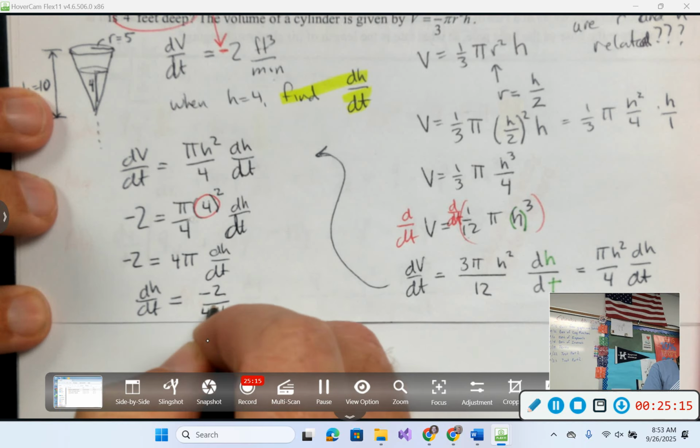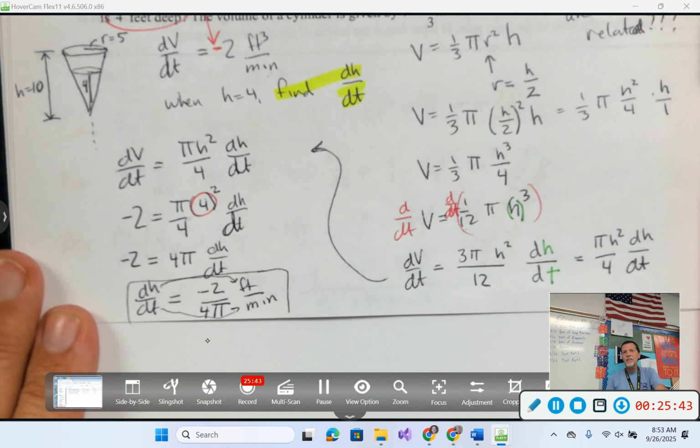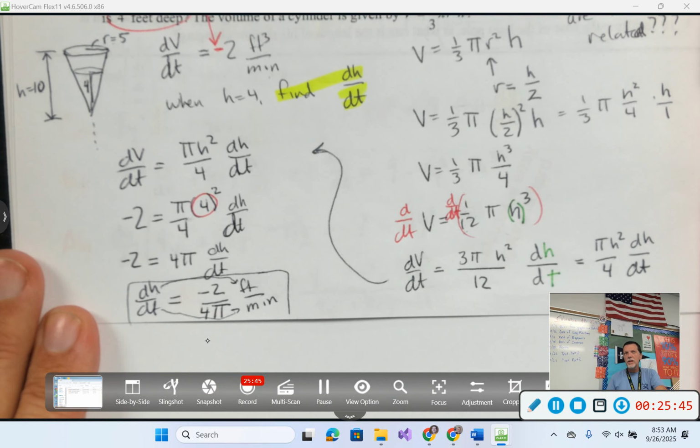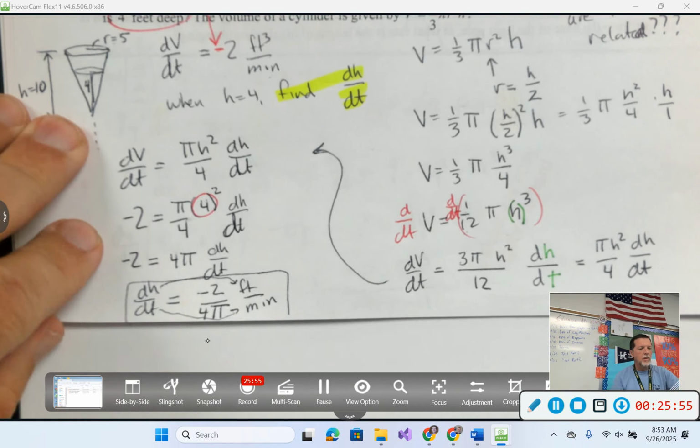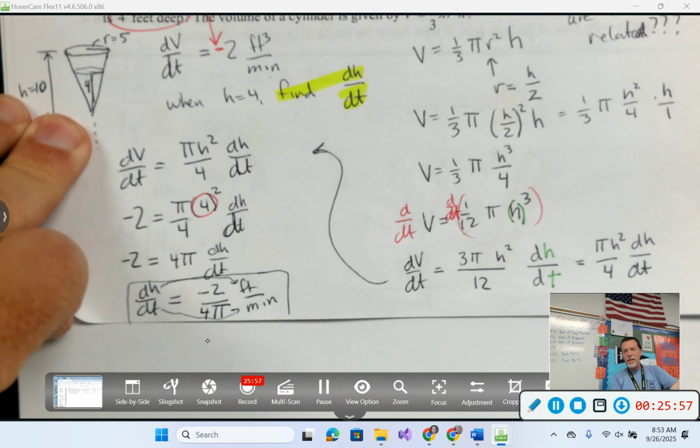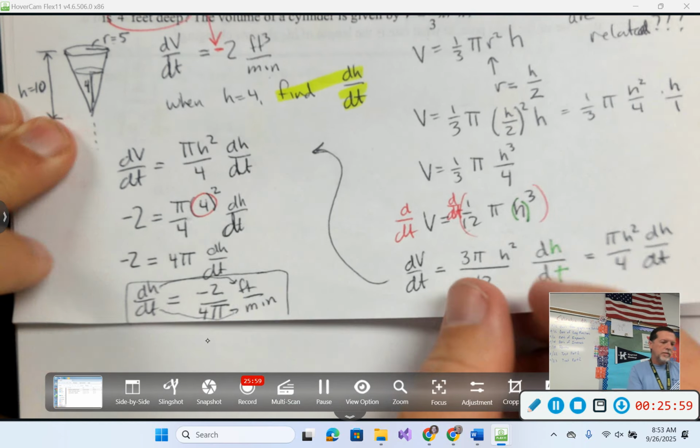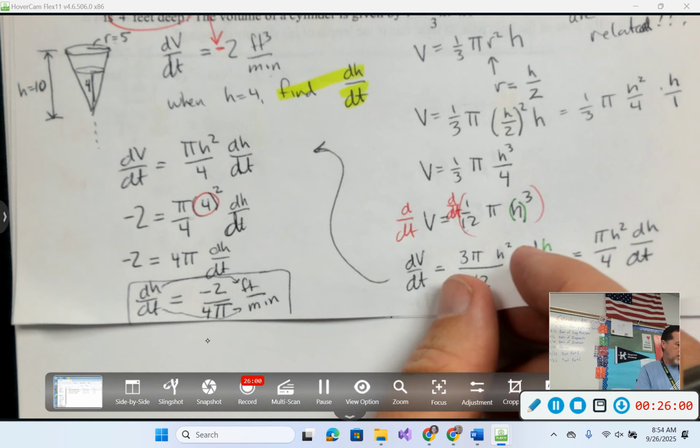I got a negative. Does that make sense in the context of this problem? Why does that make sense? Right, yeah, we're losing water, so the height of the water is going down. So I'm a little nervous about the negative, but I think it makes sense in terms of the problem. All right, in my mind, that's as bad as it gets.